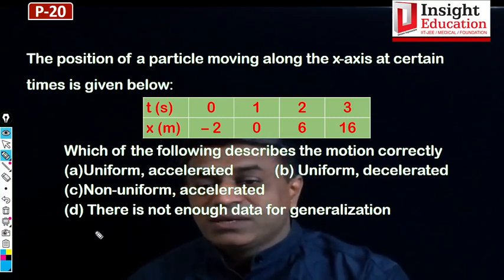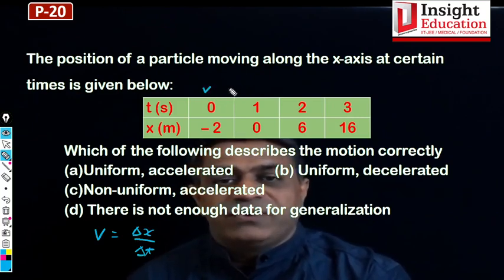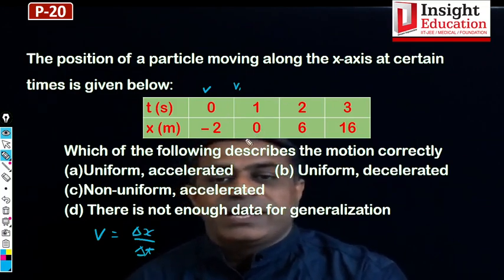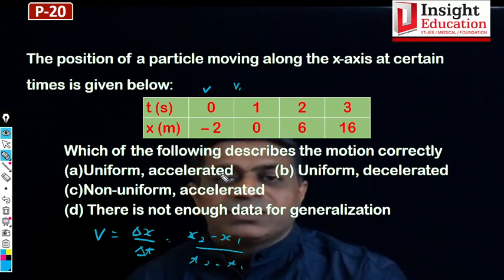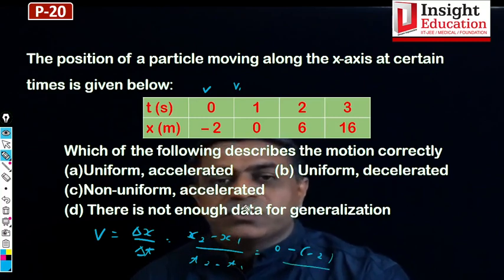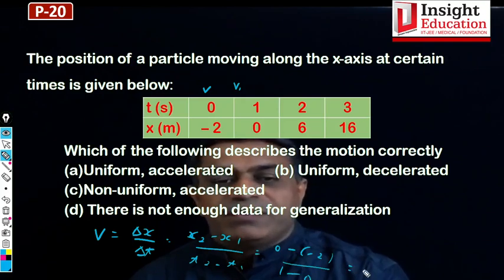Velocity v is equal to delta x by delta t. In the first interval, if we calculate velocity v1 from 0 to 1, delta x by delta t, I can write as (x2 minus x1) upon (t2 minus t1). So x2 is 2, minus 0, upon 1 minus 0. So 2 by 1, it means velocity is 2. During the interval 0 to 1 second, velocity is 2.